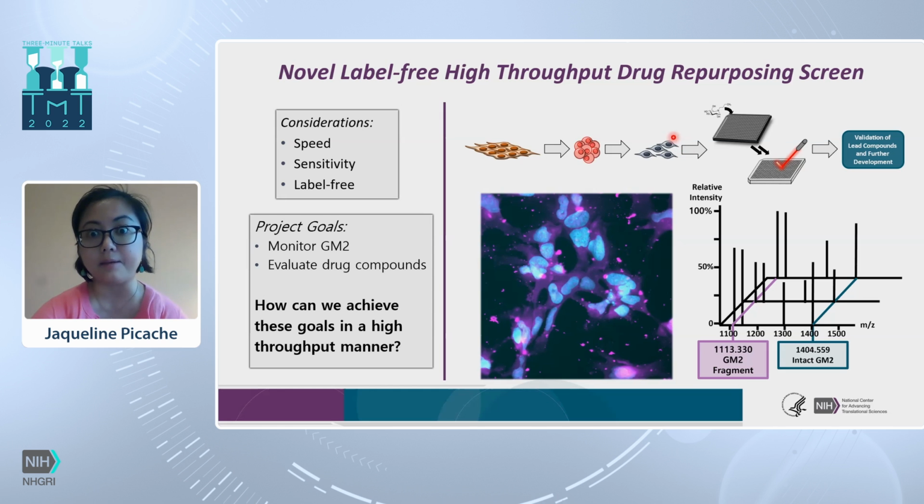I plan to grow these cells in a high throughput 384 well format, and those cells will get dosed with different compounds. And from there, we will analyze them with multi-mass spectrometry. Our data output will look like this, where we have a bunch of mass spectra, and we will be analyzing our intact GM2 as well as the GM2 first fragment.